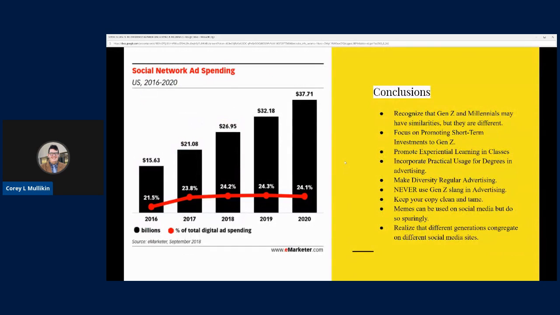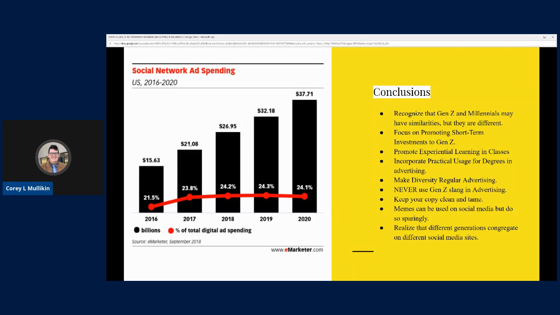So as I wrap up, again, this is a nearly 60-page paper, so if you want to take the time to read it yourself, you absolutely can, and you will get the contact information for me. But I want to sum everything up in my conclusions.